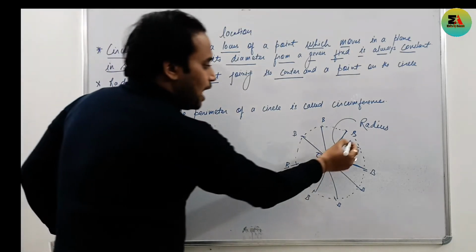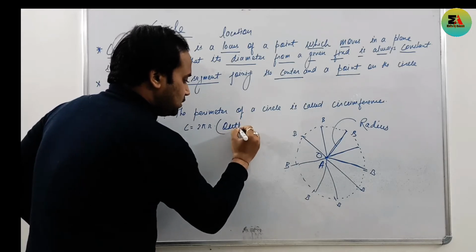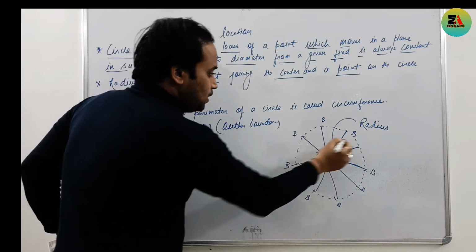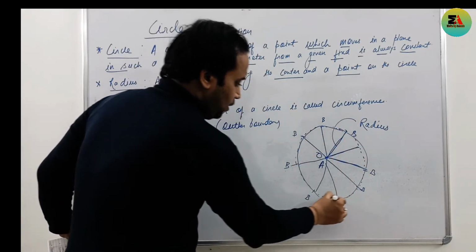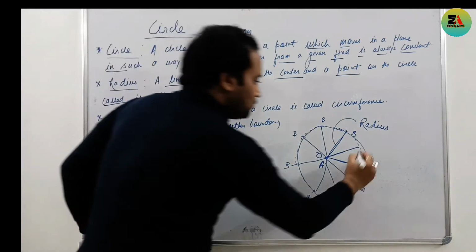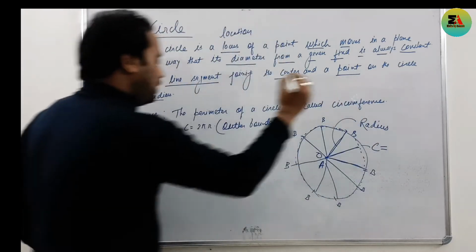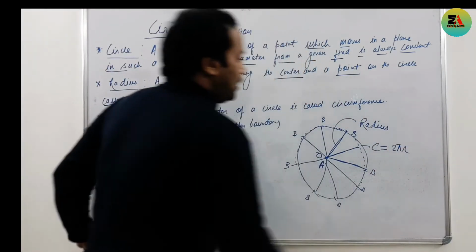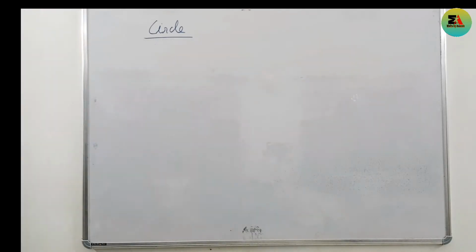Now next we talk about circumference. Circumference means the outer boundary. The outer boundary of a circle is known as its circumference. Circumference is represented by C. C equals 2 pi r, as we know. I hope this one is clear to you.